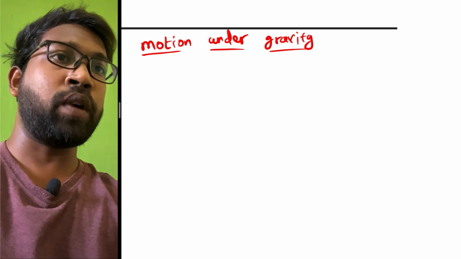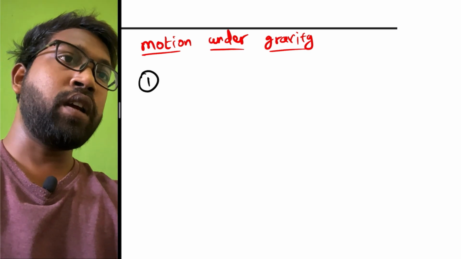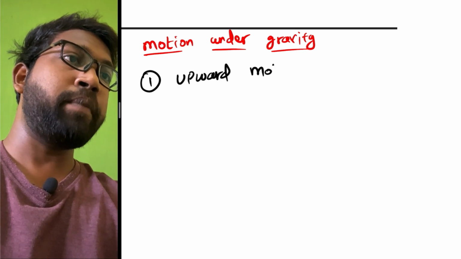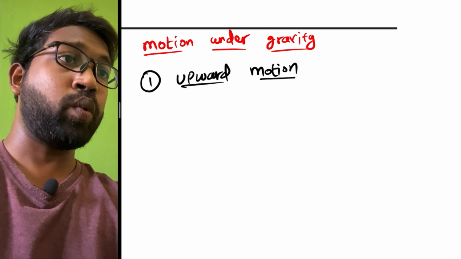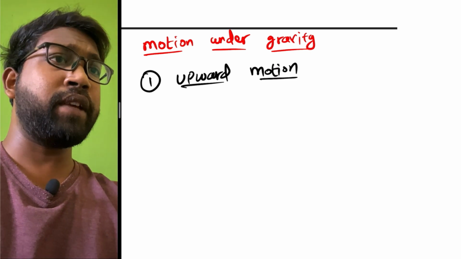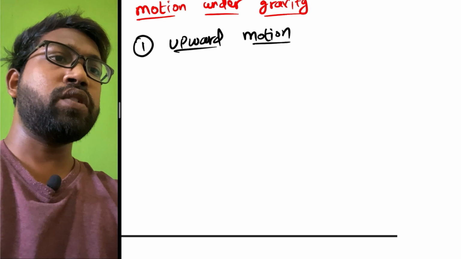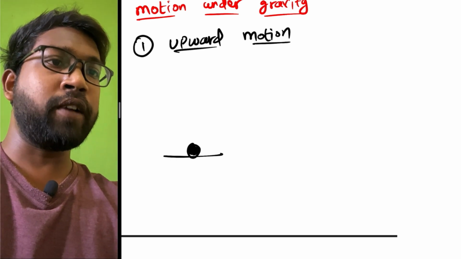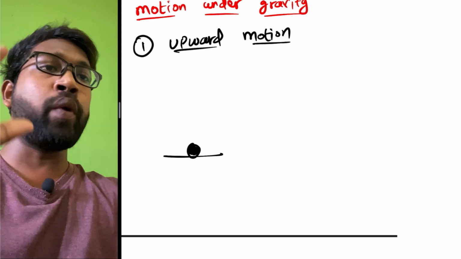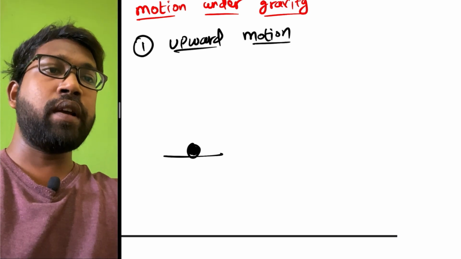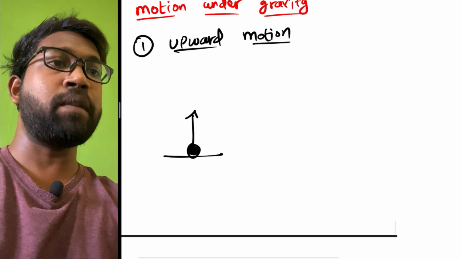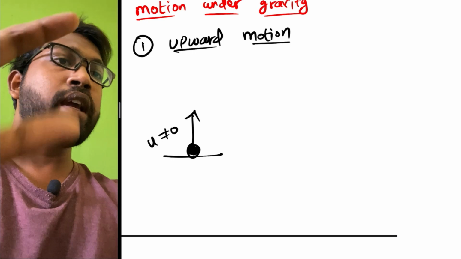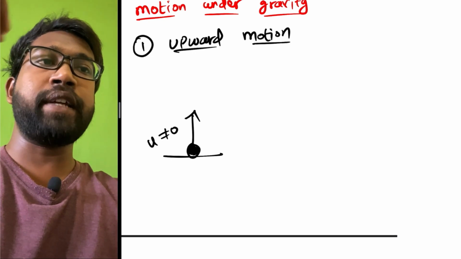First case, I want to take an object in upward motion. Let me explain what it is, how it works and how the formula came. Everything we will give here. So here's the ground, and one ball, some object, is here. I am going to project this ball in the upward direction with some initial velocity, which is not equal to 0.